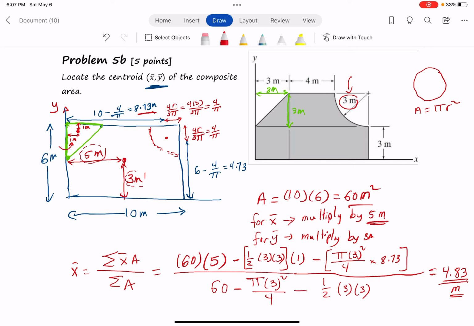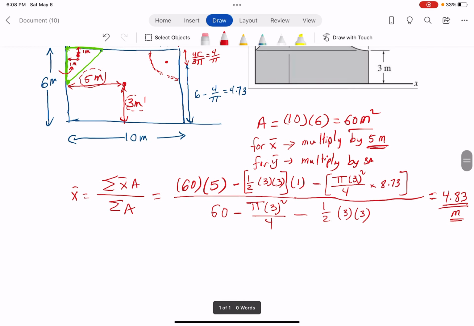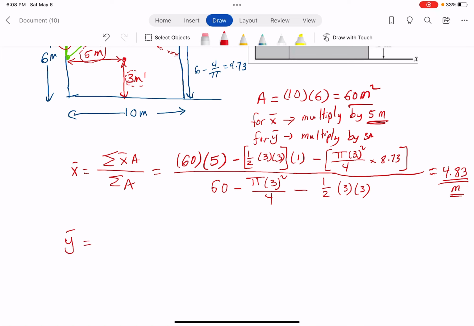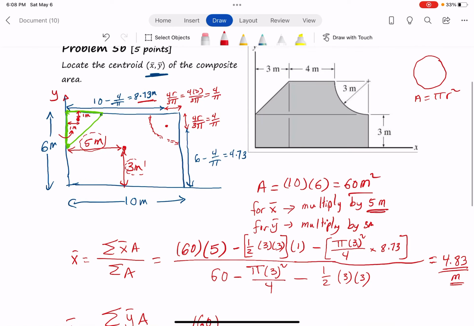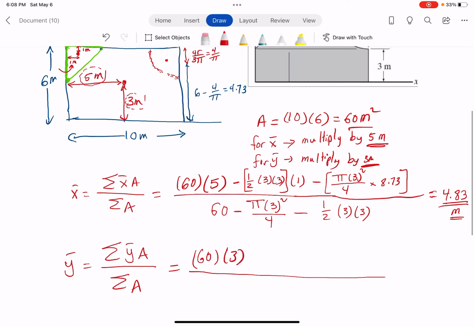Let's look at the y bar. I'm going to erase all of this. And now I'm going to do y bar. Y bar is the equation summation of y bar A over summation of A. And this would give me, well, the area will not change. The area for the first one is 60. But now, what is the factor? We did find it here. Times 3. Well, it's still minus because it is an open space. It is the triangle 1/2, 3 times 3.